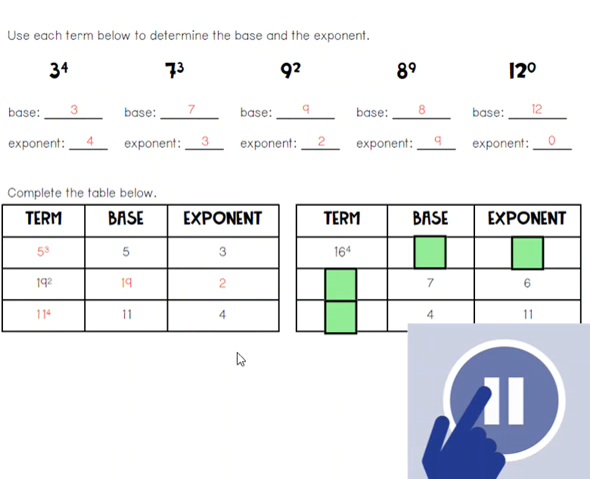Here's what I want you to do real quick. Pause the screen and finish these over here as well. Okay, take a quick moment and check your work now. See if you did okay on those. Pause if you need to.